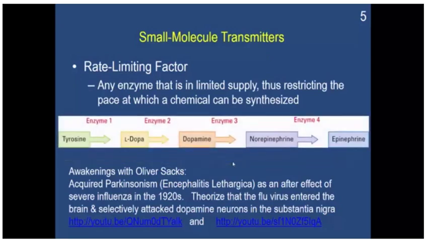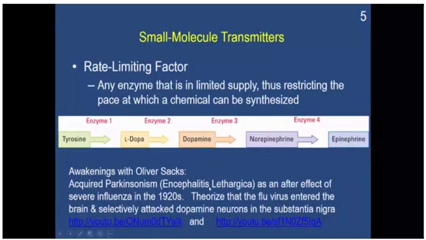I just want you to see that many of the neurotransmitters are actually linked in the way that they are created. Tyrosine, which is an amino acid from your food, gets transformed into L-DOPA, which then turns into dopamine, which then, if there's another enzyme present, becomes norepinephrine, and then epinephrine. So as you can see, they're all kind of connected.